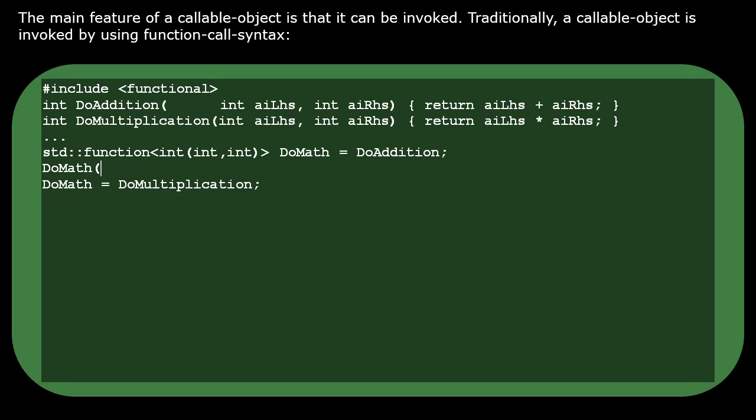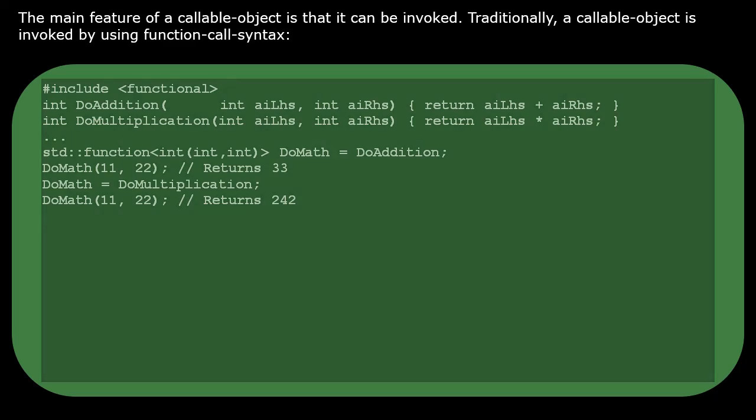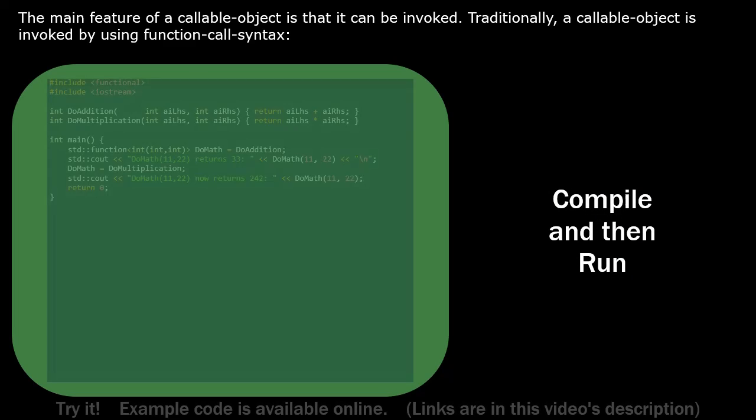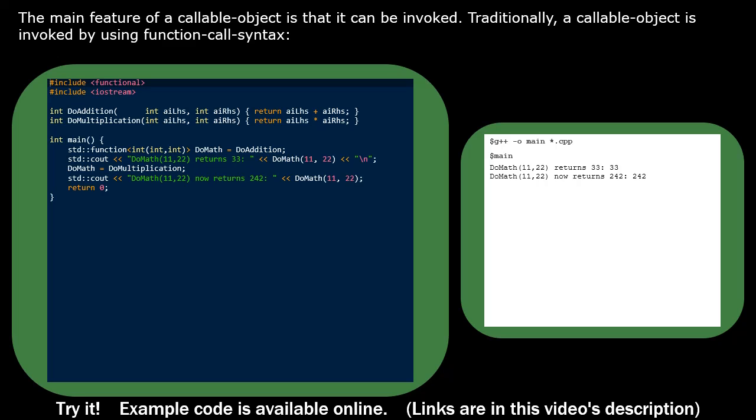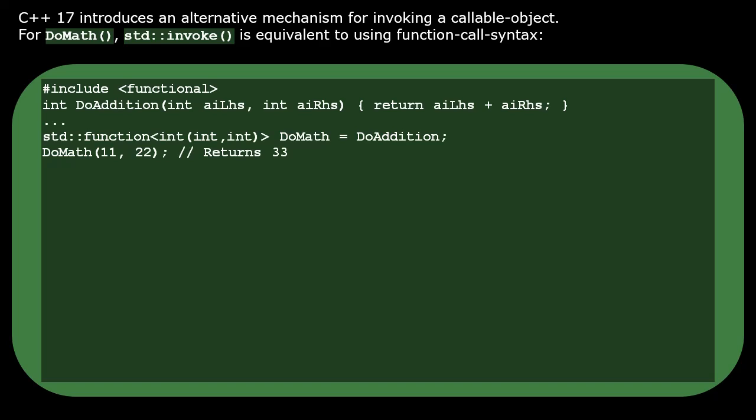The whole purpose of having callable objects is that we plan to eventually invoke them. Traditionally, a callable object is invoked by using function call syntax. C++17 introduces an equivalent mechanism for invoking a callable object.